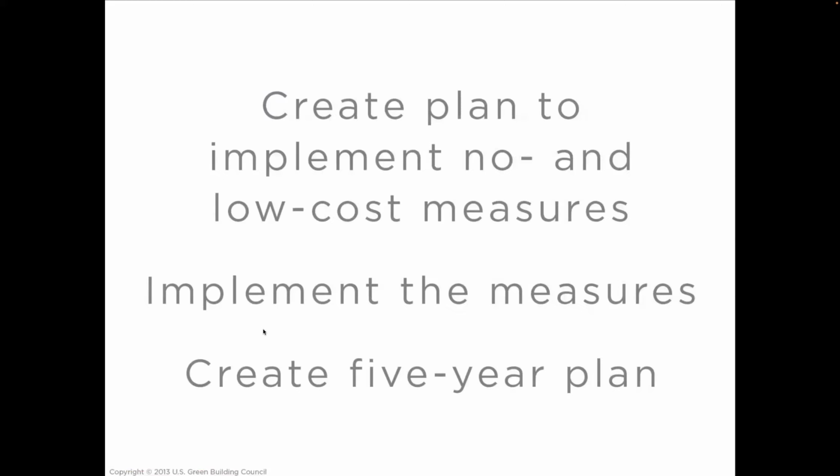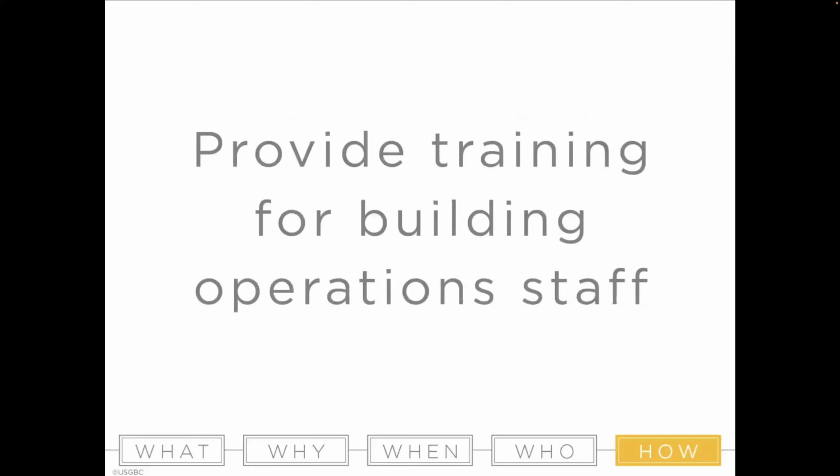And again, we talked about how we are going to implement those. We need to implement them, and then create a 5-year plan for more capital measures. And then provide building staff training. Again, if you install a system and don't tell anybody about it, or you don't tell them how to maintain it, that's probably not going to do you any good. Like anything, if you don't maintain a car, or you don't maintain your home, things are going to break down sooner rather than later.